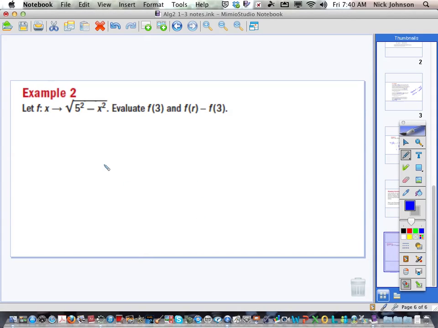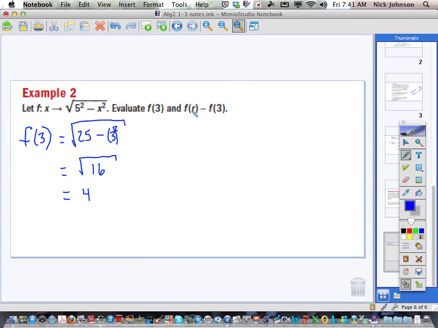So let's look at example 2. Let the function f map x onto the square root of 5 squared minus x squared. Evaluate f of 3 and f of r minus f of 3. Okay? So let's do f of 3 first. F of 3 just means wherever I see an x, I'm putting in 3. So 5 squared is 25, right? We all know that. Minus 3 squared. Sorry, I should have put a parenthesis here. Well, 25 minus 3 squared is, 3 squared is 9, so 25 minus 9 is 16. Don't forget your square root. What's the square root of 16? Square root of 16 is 4.